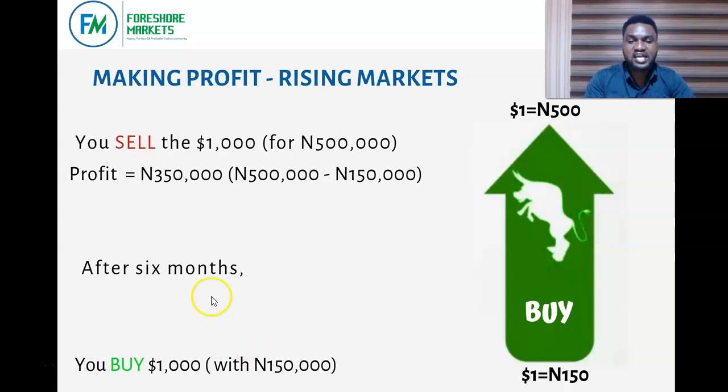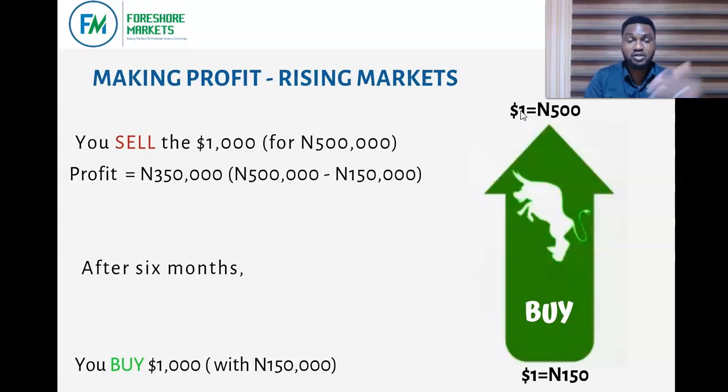Okay, and then so let's say after 6 months, that exchange rate moves from 150 naira to $1. It moves up to 500 naira to $1. Okay, this can happen for so many reasons. Example, in the Nigerian scenario, it can happen when the price of crude oil is falling. It can happen when there's a recession. It can happen when there's scarcity of dollars.